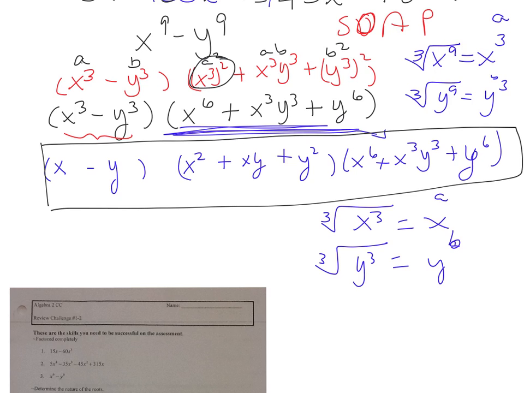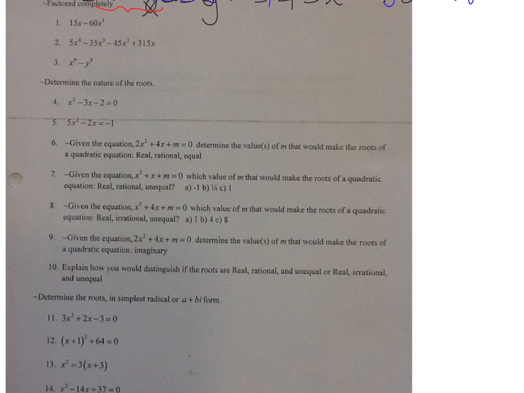Okay, so let's take a look at number 4. Number 4 says to determine the nature of the roots. That's describing the roots as real, rational, equal; real, rational, unequal; real, irrational, unequal; or imaginary. So remember, that's the discriminant, b squared minus 4ac.